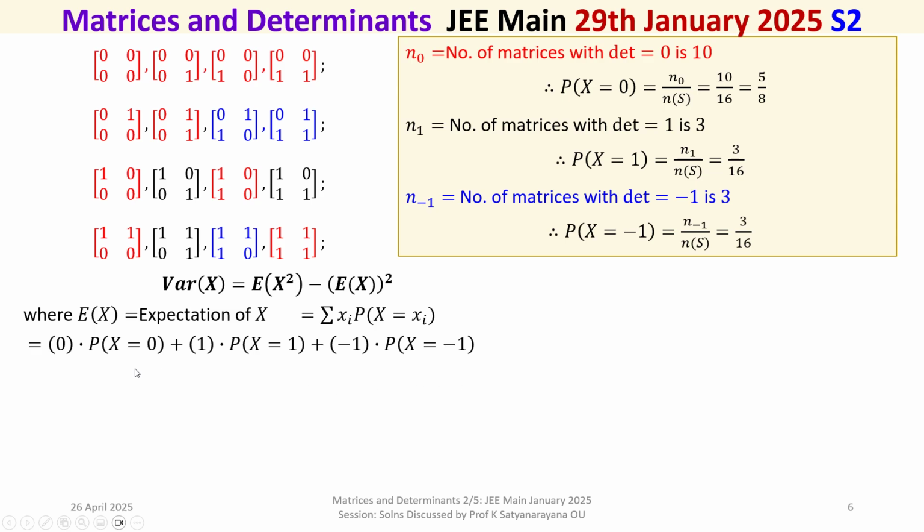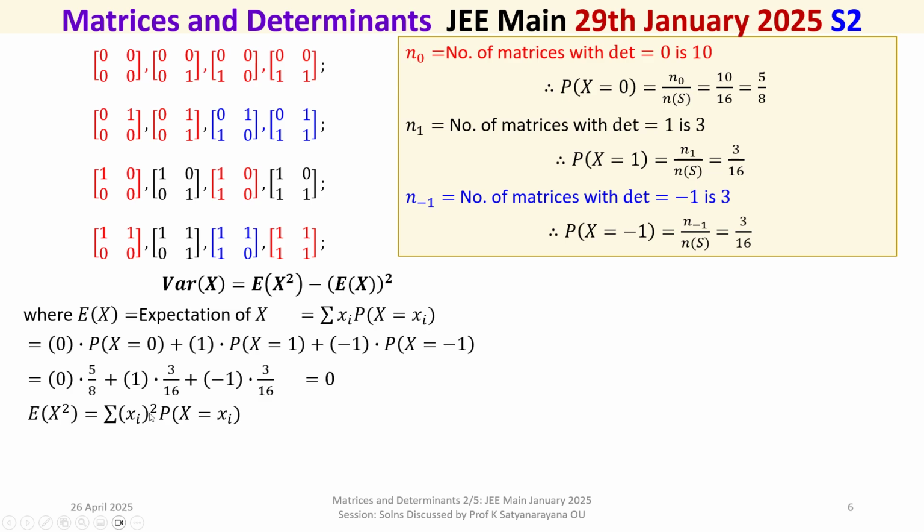So substitute the values of the probability of x is equal to 0, probability of x is equal to 1, probability of x is equal to -1. Substitute and simplify, we will get 0. Now E of x square. E of x square is sigma xi square multiplied by probability of x is equal to xi.